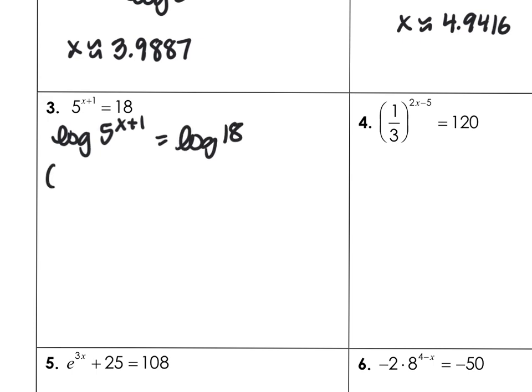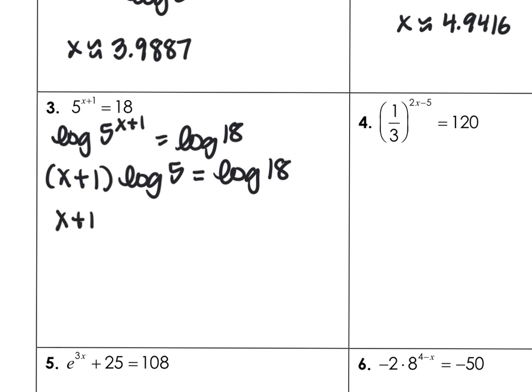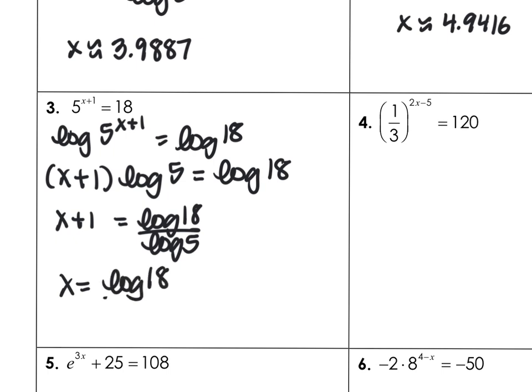Now I'm going to bring that exponent down. And notice when I bring this exponent down, that's a binomial. So I have to put parentheses around it, because both of those would be times log, x plus 1, not just the 1 or not just the x. And at this point, I just want to isolate the x. So I could distribute the log 5 in, but I really don't need to. I can actually just divide by log 5 on both sides now. And now subtract the 1. So my exact answer would be log 18 divided by log 5 minus 1.